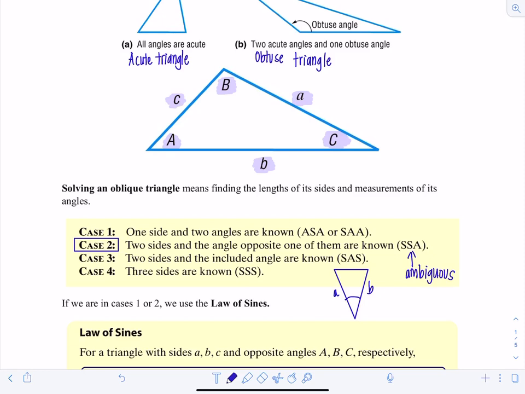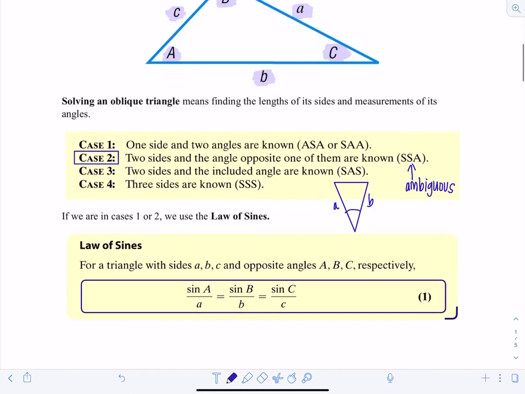Okay? So if you're in case 1 or 2, we use the law of sines. If you're in case 3 or 4, then we use the law of cosines, which we'll cover in the next section. So first, what is the law of sines and how do we use it?